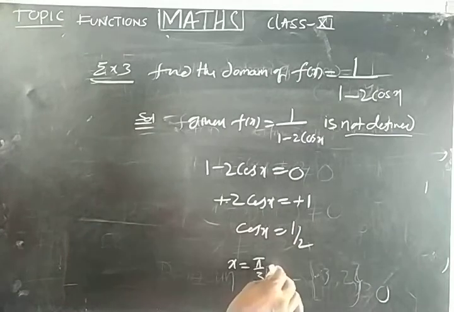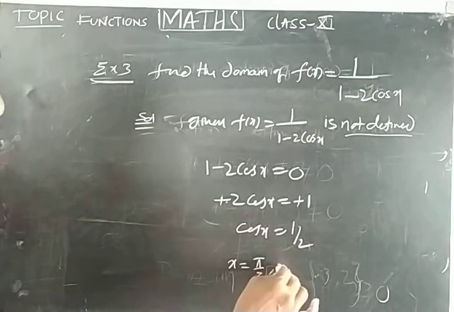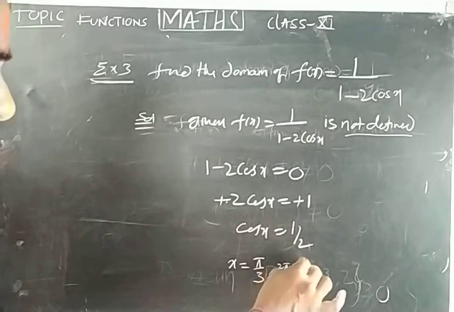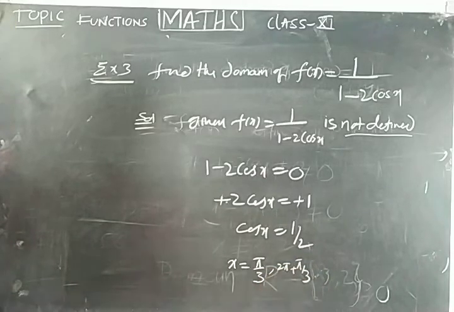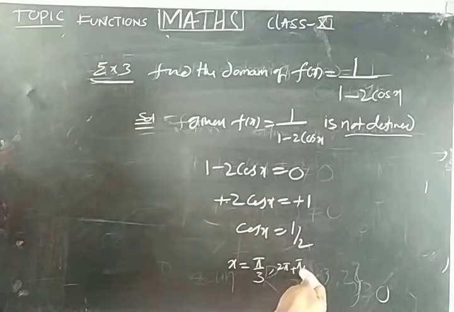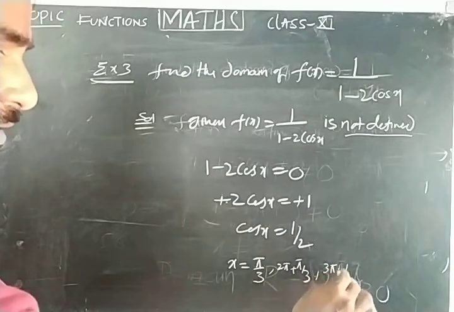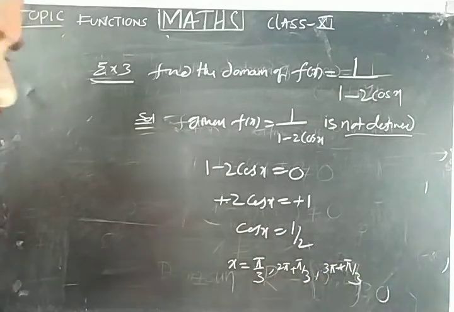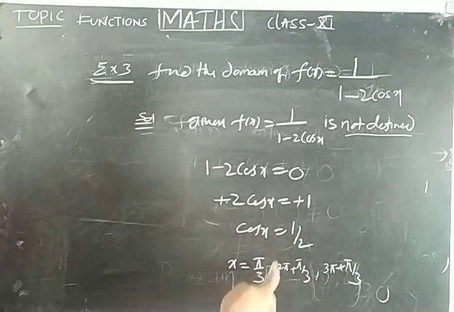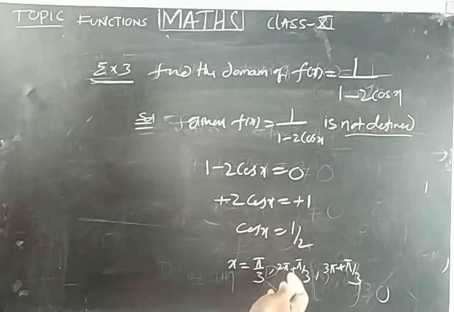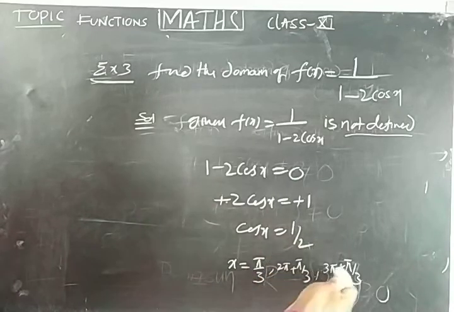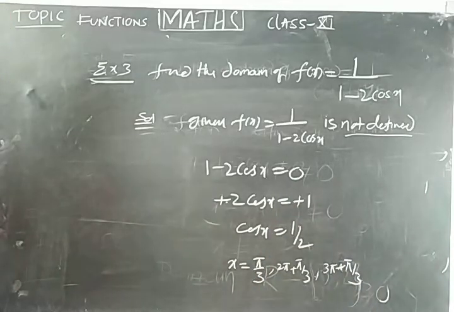Pi by 3. Okay. Or you can write 2 pi plus pi by 3 also. 2 pi is 360, 360 plus theta, first quadrant. Again cos pi by 3 is 1 by 2. Or 3 pi plus pi by 3, 4 pi plus pi by 3. So if you take pi by 3, you will get 1 by 2, so not defined. 2 pi plus pi by 3, again you will get 1 by 2. 3 pi plus pi by 3, again you will get 1 by 2.